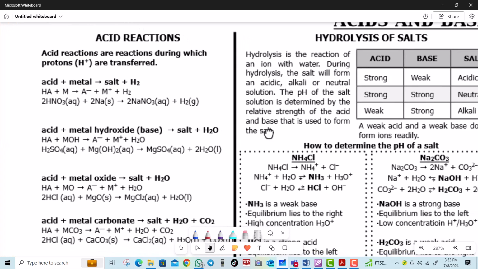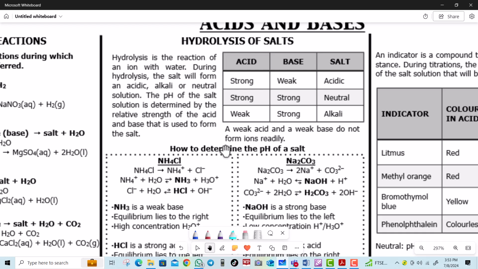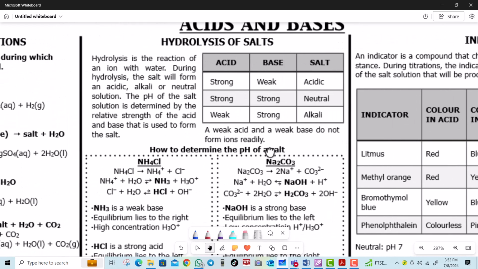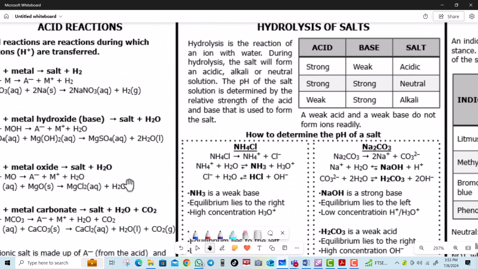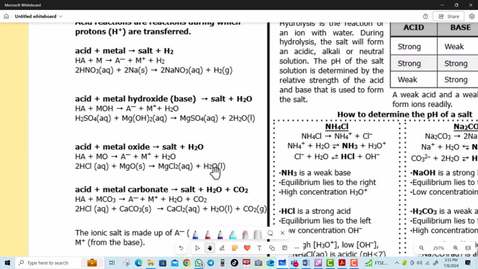All right, we have our acid reactions, then hydrolysis of the salt, and also the indicators. For today we are going to stop here. This was just introducing acids and bases.